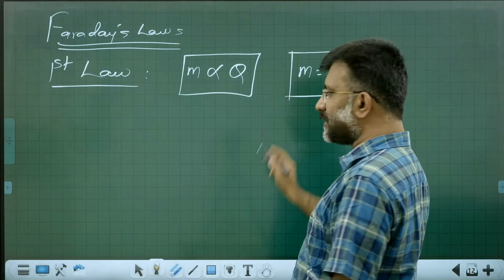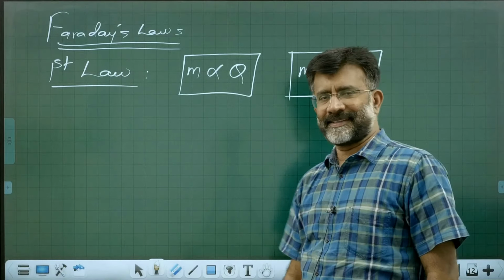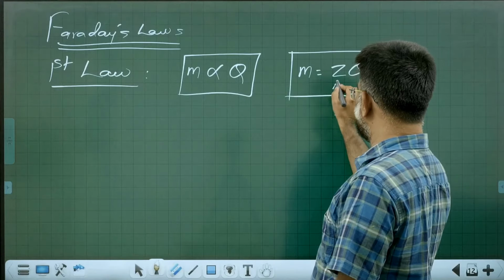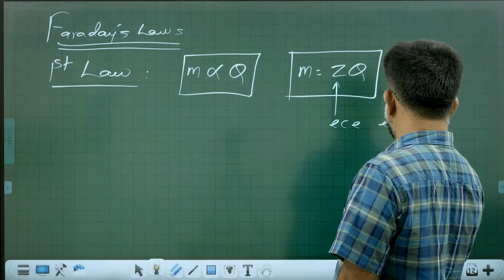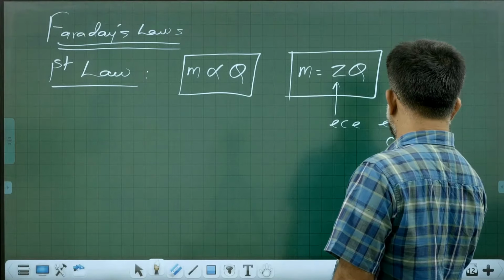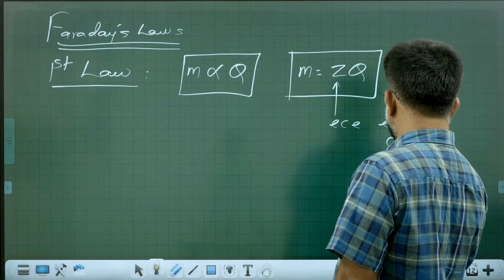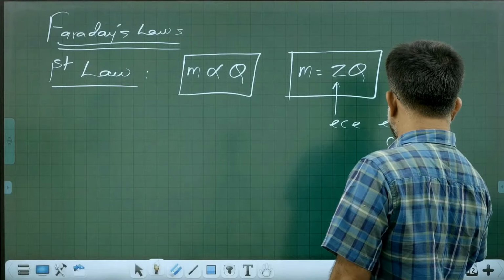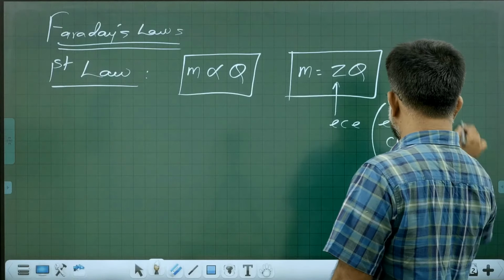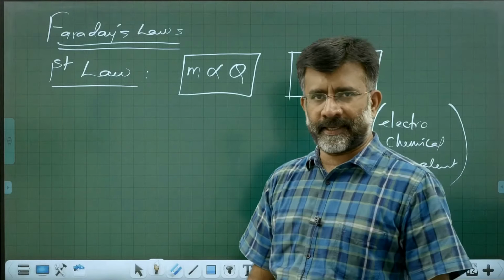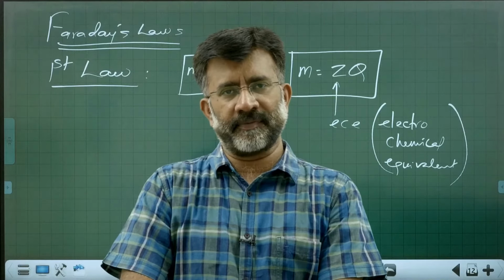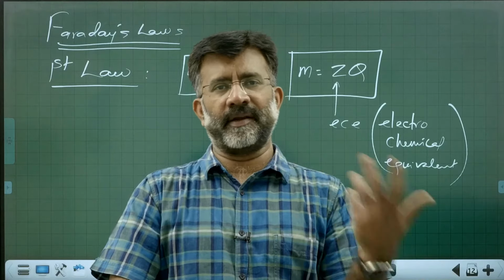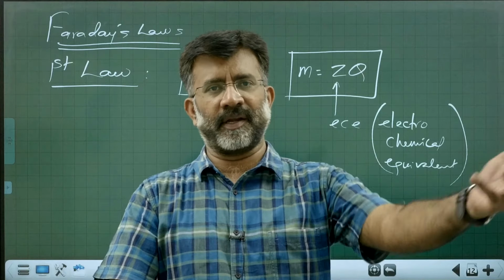What is Z? Z is called ECE, electrochemical equivalent, which depends on the material concerned. ECE for silver and copper will be different. For zinc it will be different, like that.